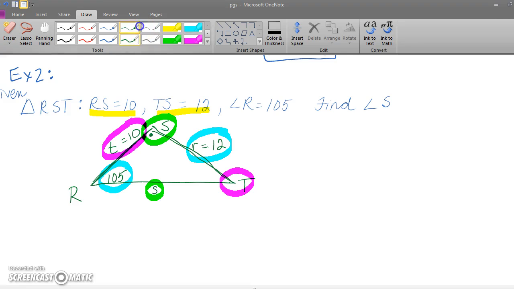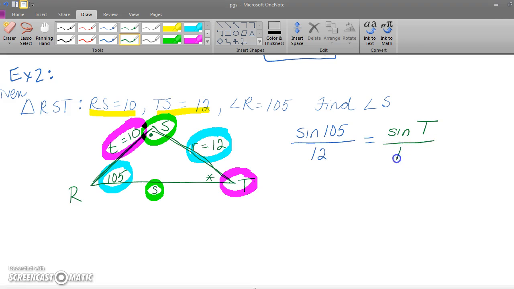But hopefully you understand that if we find this angle, we have enough to find big S without finding little s. So we're going to use the one in blue, and we're going to write that out. That would be sine of 105 over 12. That's a pair. Now we set it equal to the other one we can use, the purple right here, t, because we have that side. So this would be sine of big T, which we don't know, over little t, which is 10.